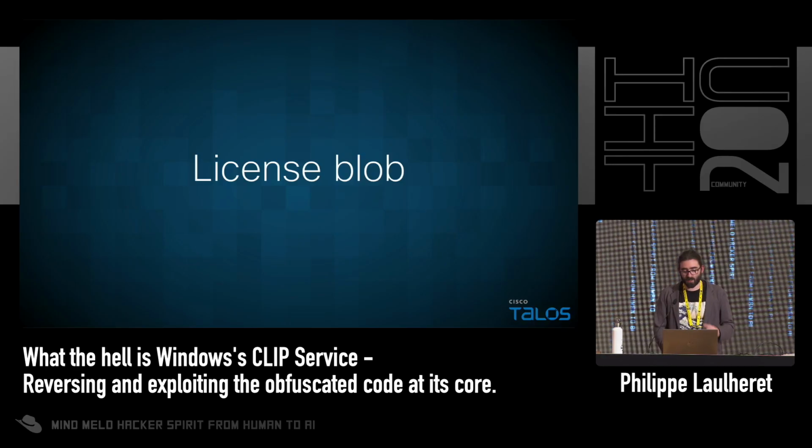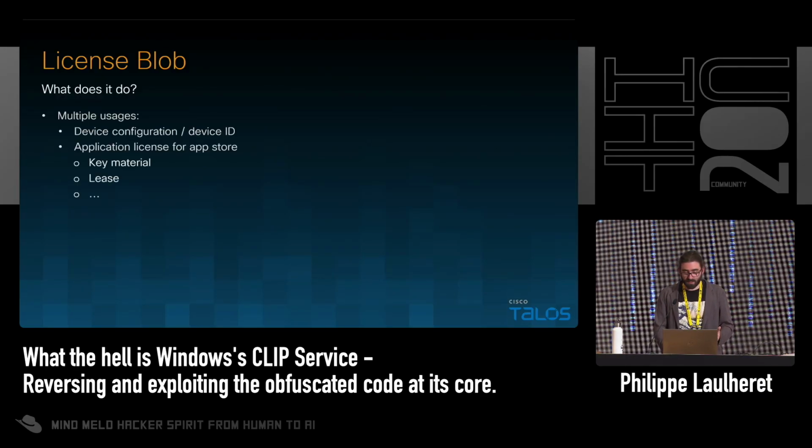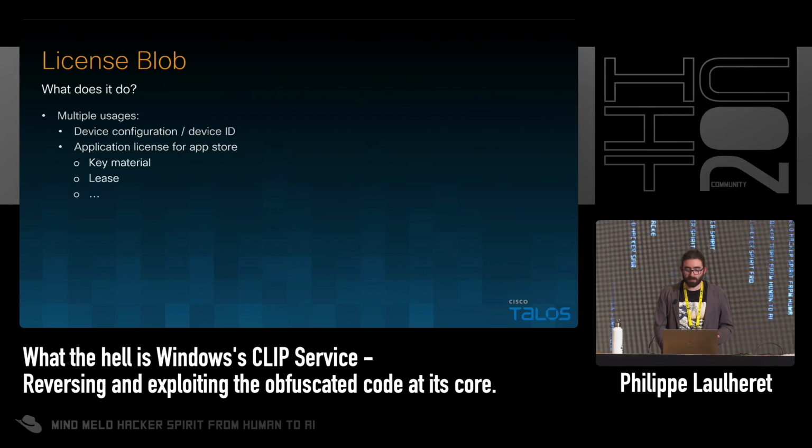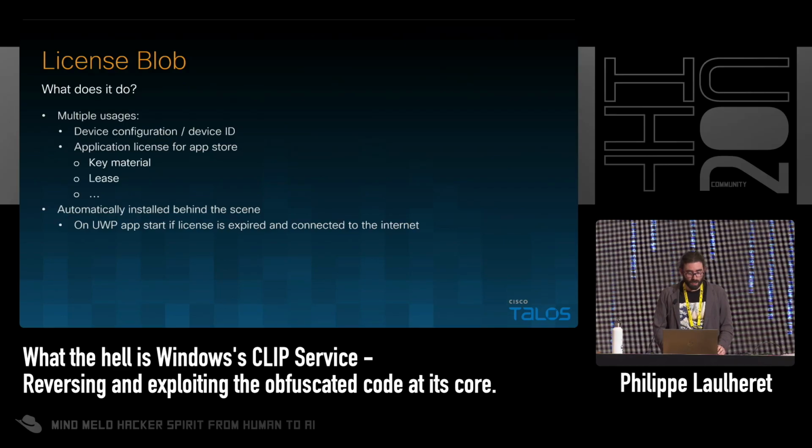So we want that function, install licenses. What does a license look like? Or first, what does it do? Those licenses can be used first for the device, the identity thing I was talking about with the cryptography material, the device ID, and so on. But most of them are used for the app store for installing your app and the license that goes with it. So key material is hardware binding. So if you, I don't know, run Minecraft from the App Store, you're going to have a license for Minecraft in your system. And they might be automatically installed behind the scenes.